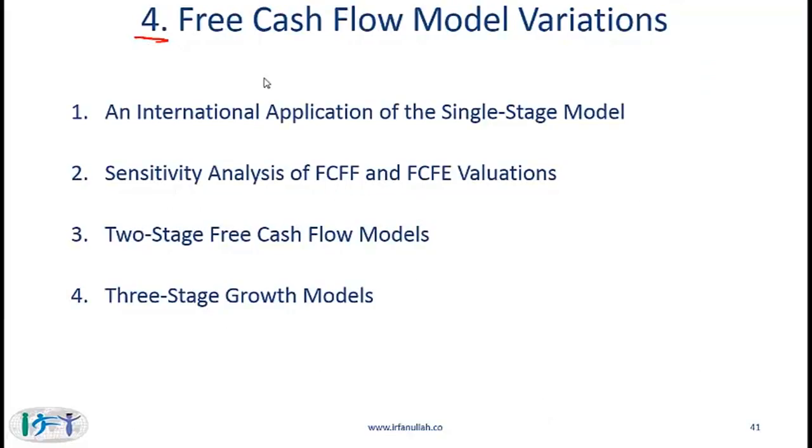We now come to section 4, which is much shorter than section 3, free cash flow model variations. And here we have 4 subsections. The first one is an international application of the single stage model. Then we talk about sensitivity analysis, and then the 2-stage and 3-stage growth models. Fortunately for us, a lot of what we'll see here is an overlap with what we've seen before. And this is a larger point with equity, that there is a substantial amount of overlap. So I think that you really need to do well on this particular topic.